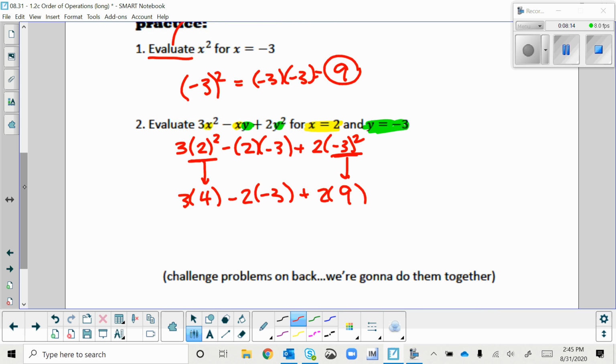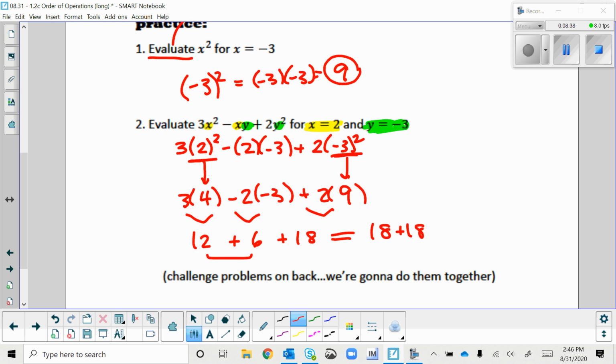The next thing I do is all the multiplications from left to right. So 3 times 4 is 12. -2 times -3 is +6. And +2 times 9 is 18. And now we add those left to right. 12 plus 6 is 18, plus the other 18, that is 36.